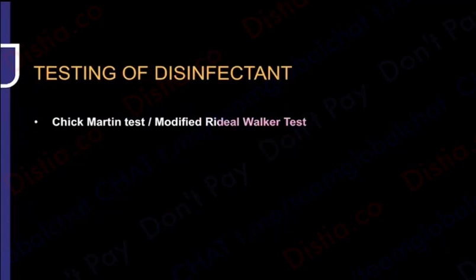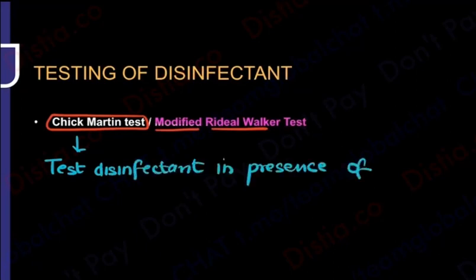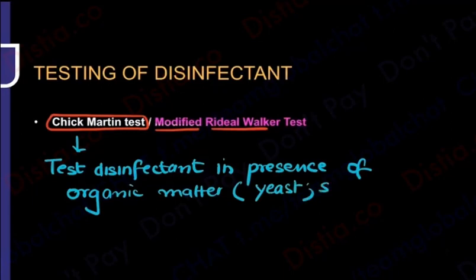So what is the modified Riedel-Walker test? It has some modern names, Chick and Martin. Riedel and Walker had become a very old name, so I added Chick and Martin into it. Now this is basically going to test the disinfectant in the presence of organic matter. So this is an advancement. For example, you can use it in the presence of yeast, soil, or feces. So you've done a real ground reality check of this particular solution X. Now it has passed. That is the modified Riedel-Walker-Chick-Martin test.